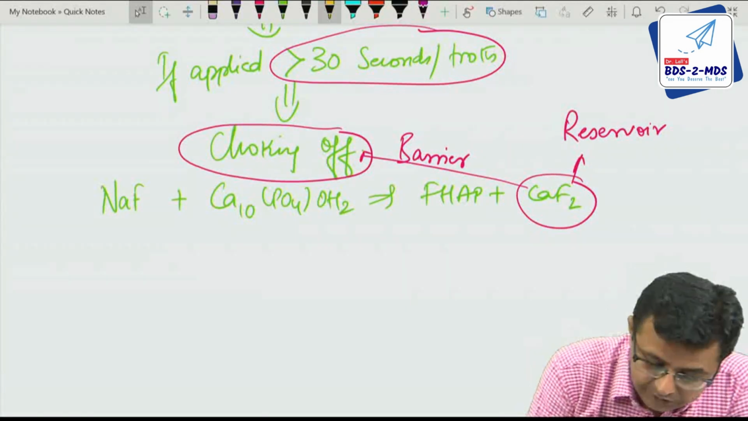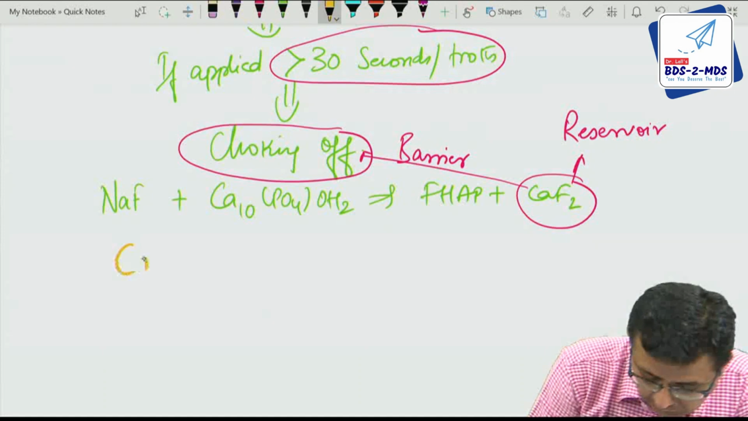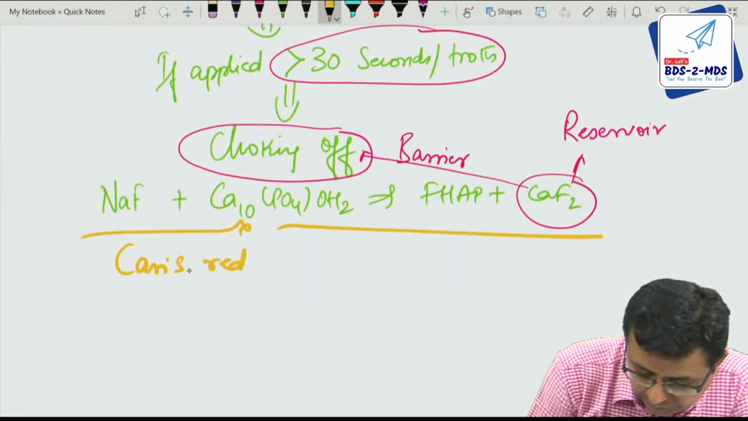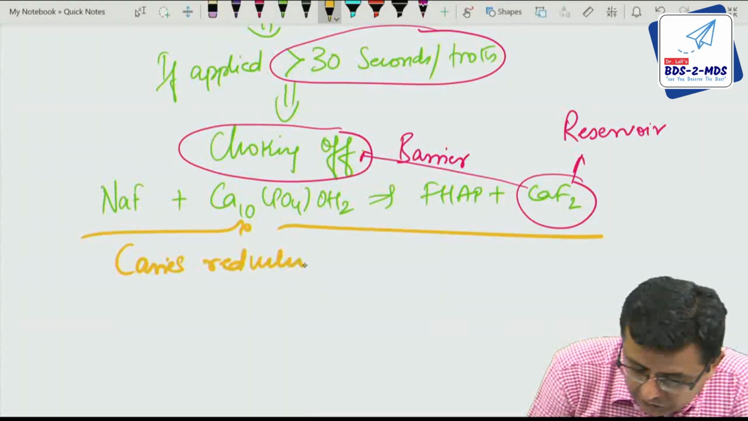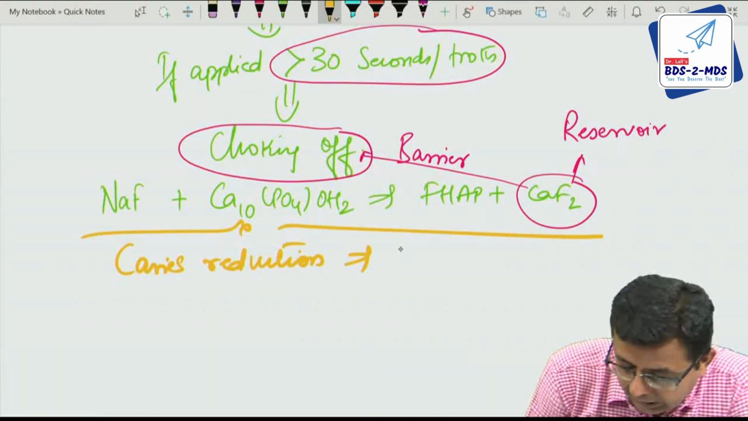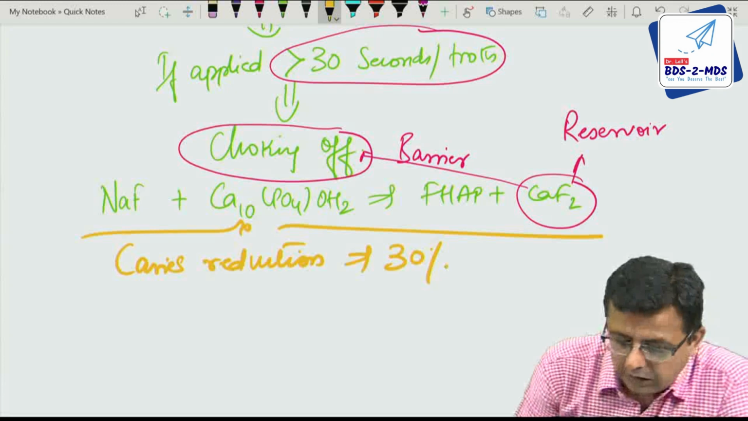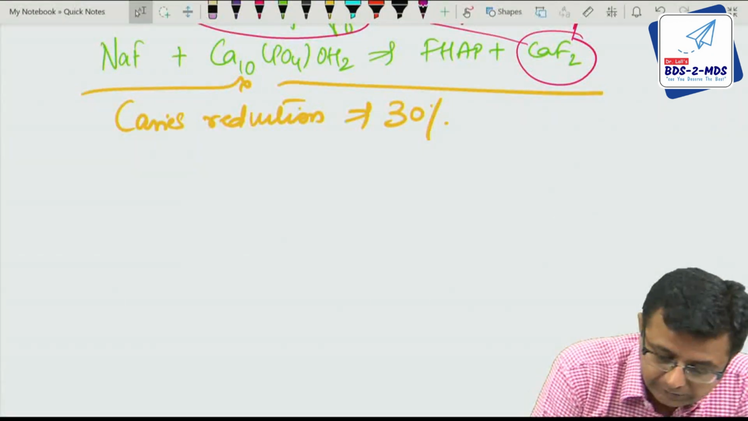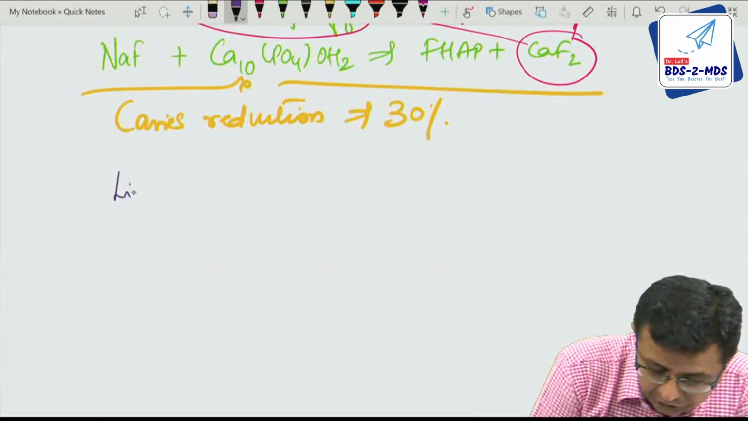Okay. Next comes caries reduction. The caries reduction with sodium fluoride is in the range of 30%. It has its own limitations also.